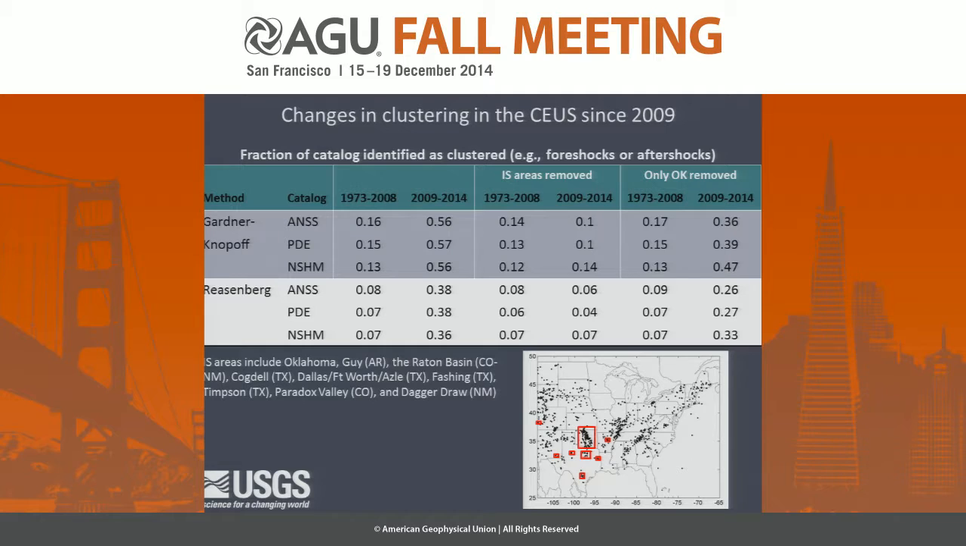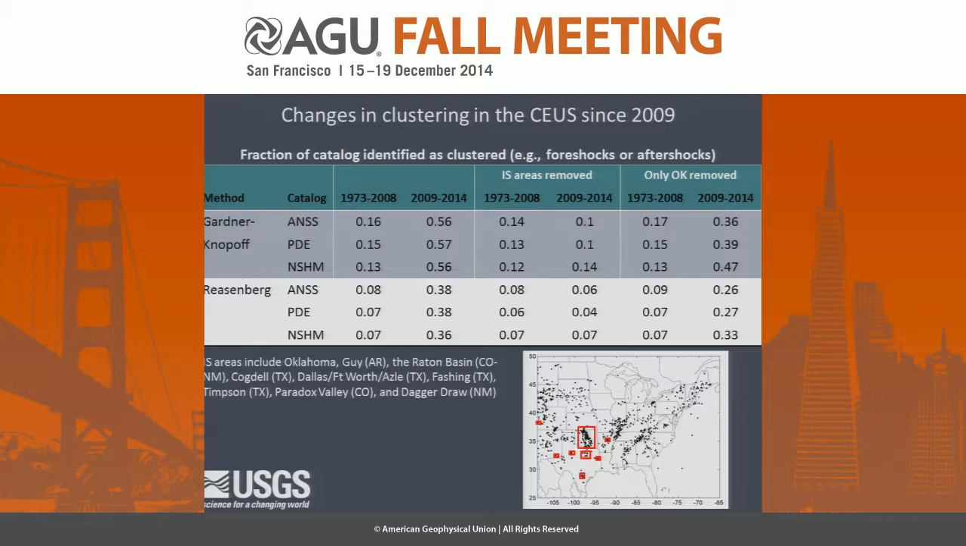But these changes in clustering aren't just limited to Oklahoma and Arkansas. In fact, we can observe it throughout the entire CEUS. So this table I'm showing here is the fraction of each of these CEUS catalogs that are identified as being clustered events, so as either foreshocks or aftershocks in sequence. And these are just using two different methods. But basically what you can see is that before 2009, the fraction of these catalogs that were aftershocks or foreshocks were about 10 to 15% or so. After 2009, that fraction increases significantly to numbers more like 40 to 60%.